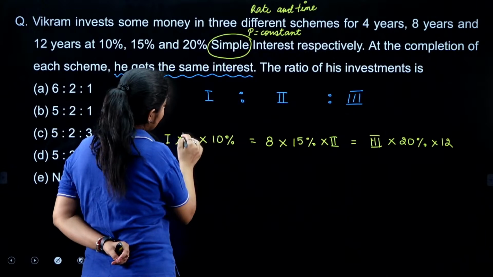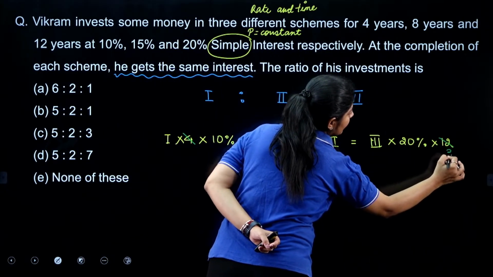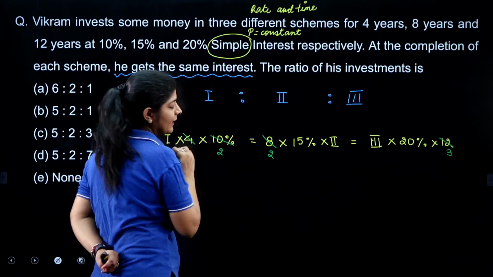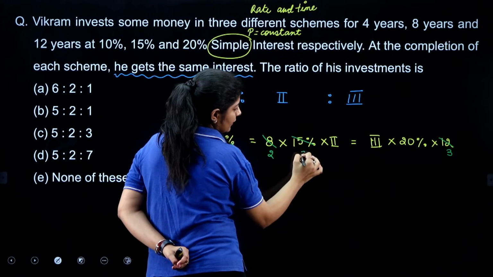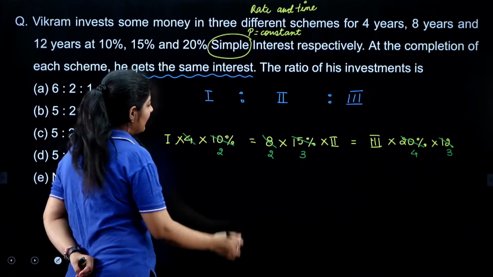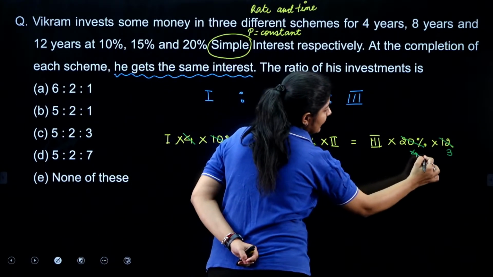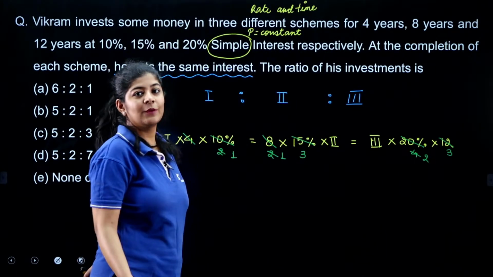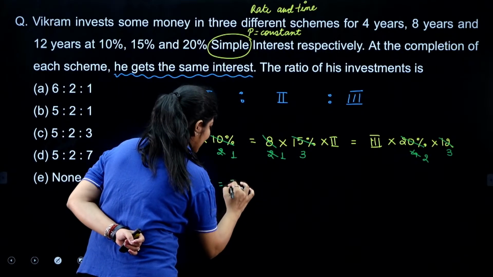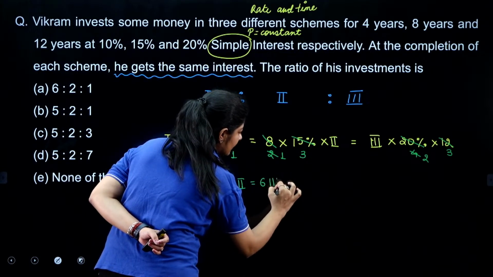So here I am getting 4, 2 and 3. Now with the help of 5, if we start eliminating, I will get 2, 3 and 4. Again I can eliminate it with the help of 2. So here I am getting 1, 1 and 2. The ultimate values we are getting are: the first part is equal to thrice the second, which is equal to 6 times the third one.